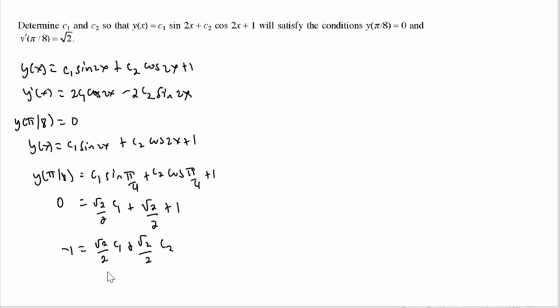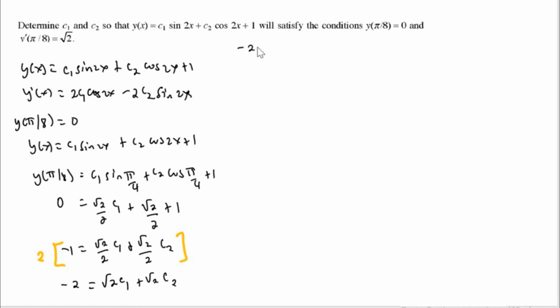Now, to eliminate the denominator of 2, I multiply the entire equation by 2. So 2 times negative 1 is negative 2, and 2 times square root of 2 over 2 of c sub 1 gives square root of 2 c sub 1, plus square root of 2 of c sub 2. Since there is a common coefficient of square root of 2, I will factor out the common factor.